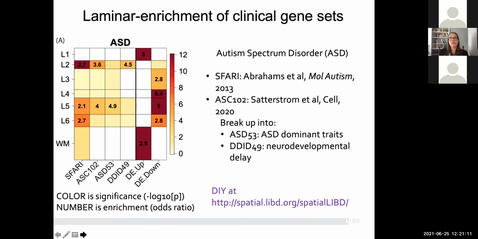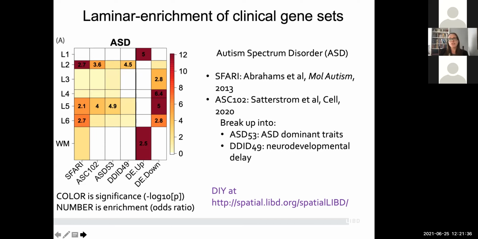So we found that ASD associated genes have strong odds ratios for layers 2, 5, and 6. And we confirmed the layer 2 and 5 associations using data from a recent exome sequencing study, which identified about 102 genes with ASD-associated variants. And interestingly, stratifying these genes by their clinical symptoms refined the laminar enrichments.